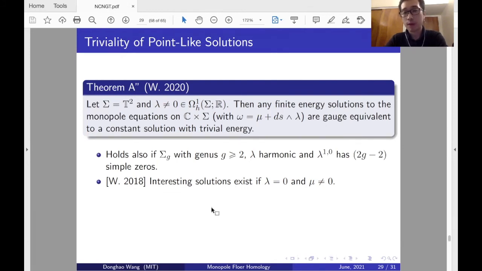Theorem A double prime is apparently the foundation of our monopole Floer homology. And I can hardly imagine how one may approach this result without knowing the underlying structure of gauged LG models. And this is really the point I want to make for today's talk.